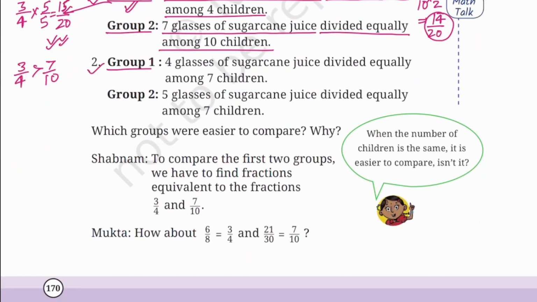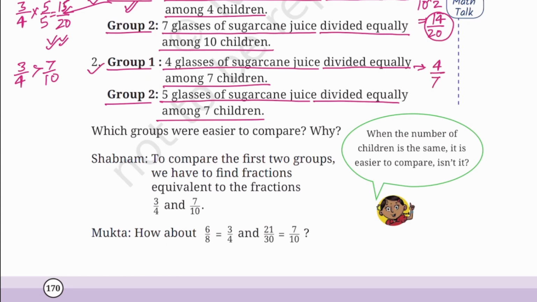2. Group 1: 4 glasses of sugarcane juice divided equally among 7 children. Group 2: 5 glasses of sugarcane juice divided equally among 7 children. Now you can see the number of children is the same. 4 things divided among 7 children. 5 things divided among 7 children. So the second group will get a larger share. Which groups were easier to compare? Why? When the number of children is the same, it is easier to compare, isn't it?